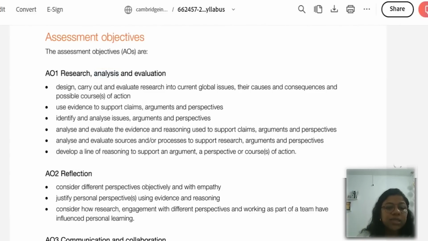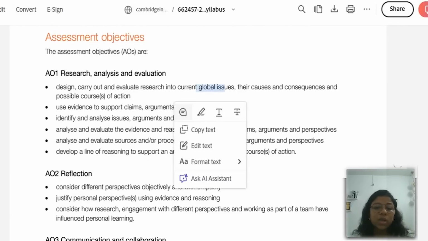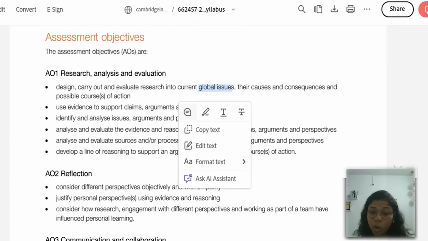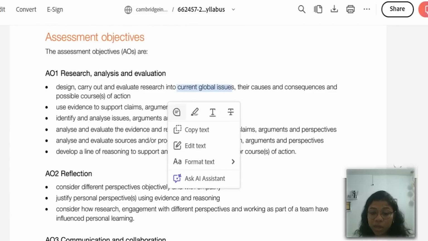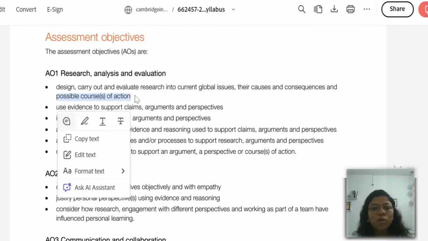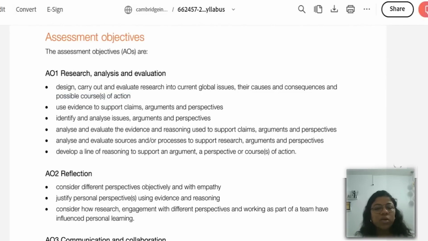Okay. Now, design, carry out, and evaluate research into current global issues, their causes and consequences. See, these are the keywords: global issues, current global issues, causes and consequences, possible courses of action. All of these are very important keywords. They will help you write the answers, write IRs, and write your team projects as well. Use evidence to support claims, arguments, and perspectives. Claims, arguments, and perspectives, again a very important keyword.